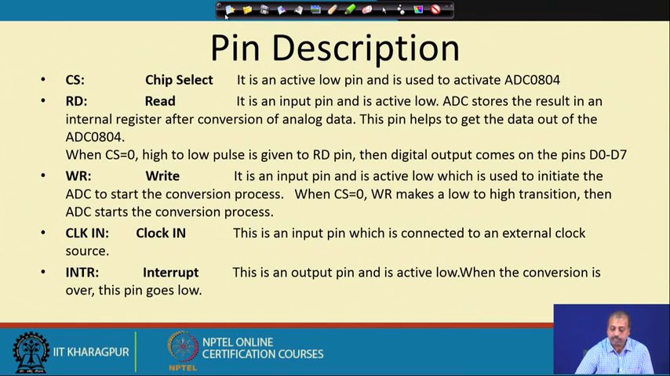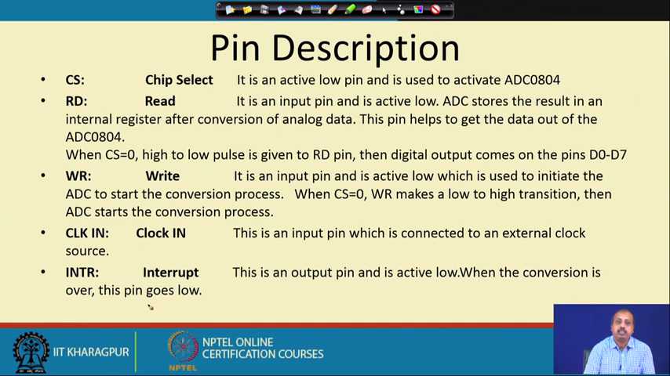Then we have clock in. If you have an external clock source, then you can connect it to this clock line. This will act as the external clock source. As I said, the 0804 has an internal clock source as well, but if you want to work with an external clock, you can do that. Then there is an INTR pin, which is an output pin and active low. When the conversion is over, this pin will go low.